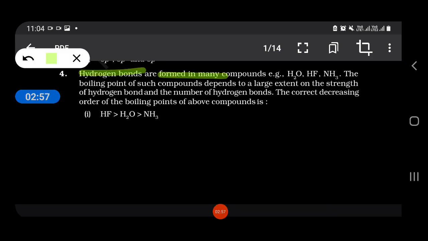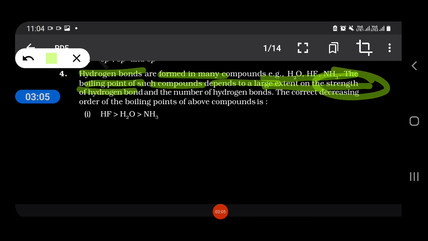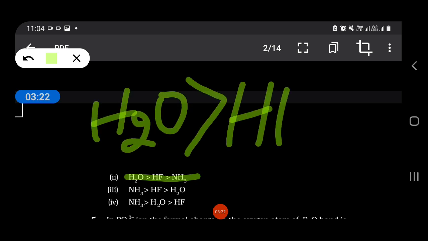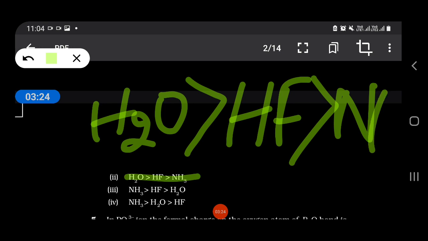Hydrogen bonds are formed in many compounds: H2O, HF, NH3. The boiling point of such compounds depends to a large extent on the strength of hydrogen bond and the number of hydrogen bonds. The correct decreasing order of boiling point of the above compounds is, so this one, because of extensive bonding, and electronegativity is also one of the factors.